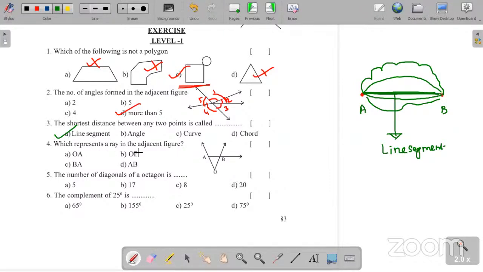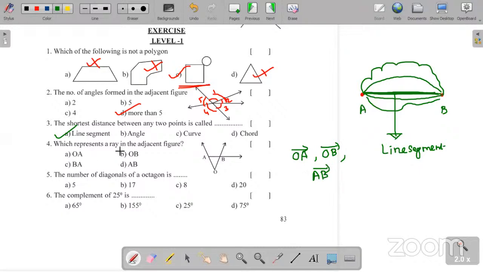Which represents a ray in the adjacent figure? Ray means, actually, OA is also a ray. OB is also a ray. AB is also a ray.